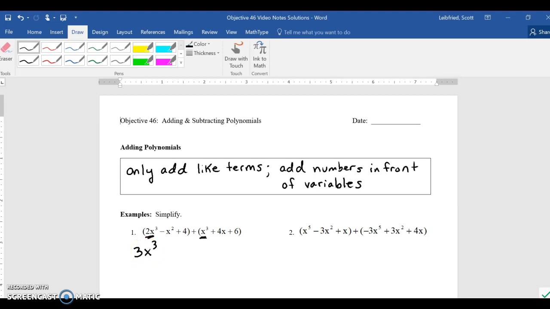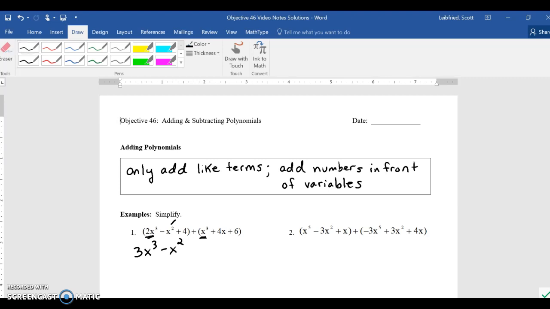Now we look at negative x squared. If we go through the line here, we see no other negative x squareds or positive x squareds. So there's no like terms with x squared. So we just write down minus x squared. We want to do this in descending order of degree. Remember we talked about degree. We have x cubed, x squared.